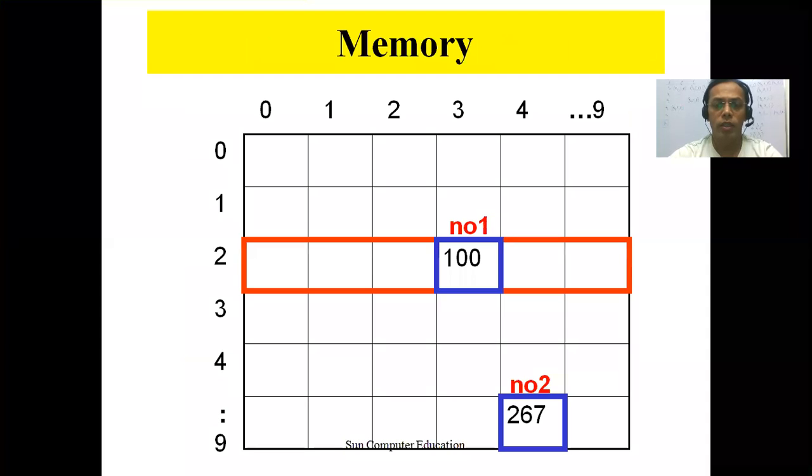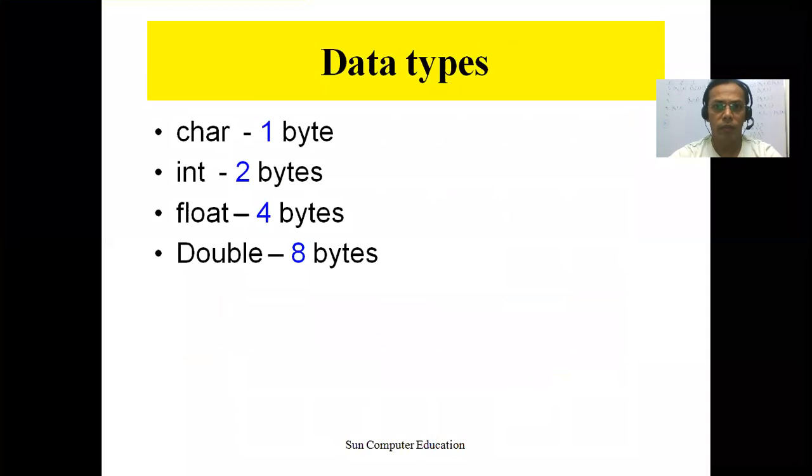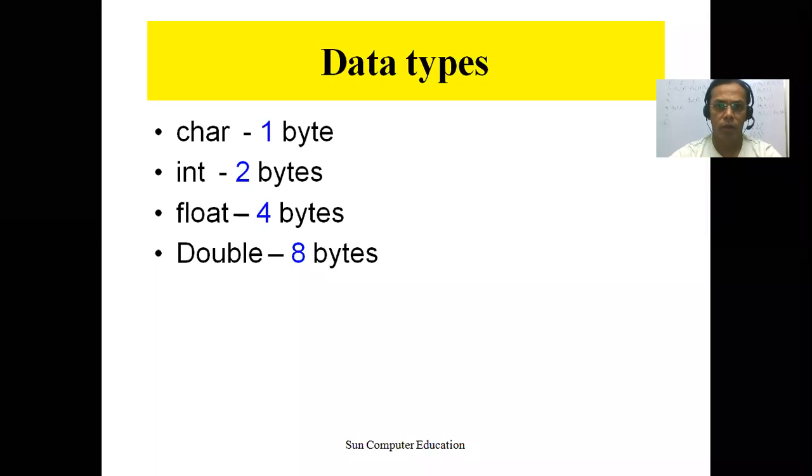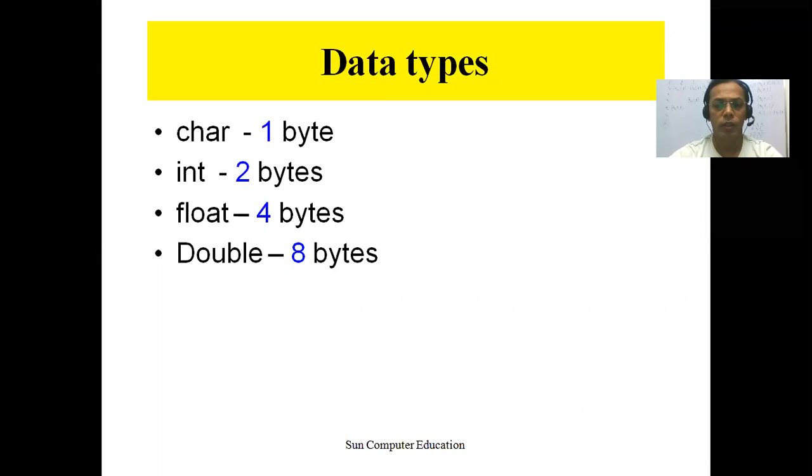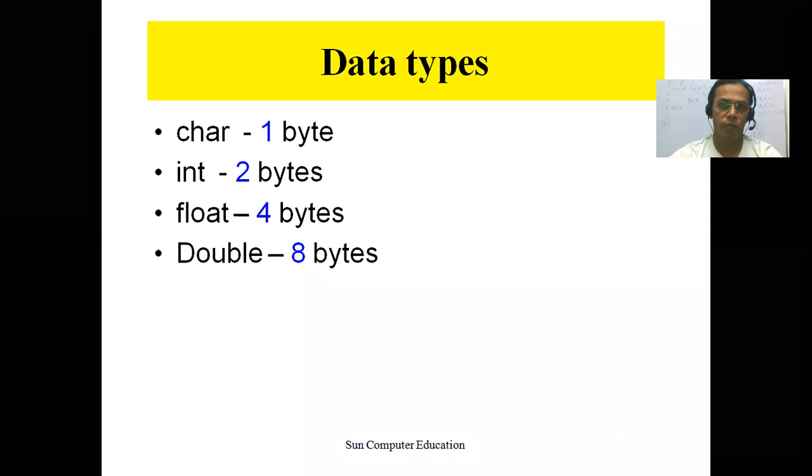Then we understood the concept of memory and variables, right? Different data types. There are 4 data types in C. Character is 1 byte, integer is 2 bytes, float is 4 bytes, and double is 8 bytes. Double is spelled with a small d. It cannot be capital. All data types are in small letters. They are keywords of C. Don't forget this. All keywords of C are in small letters.